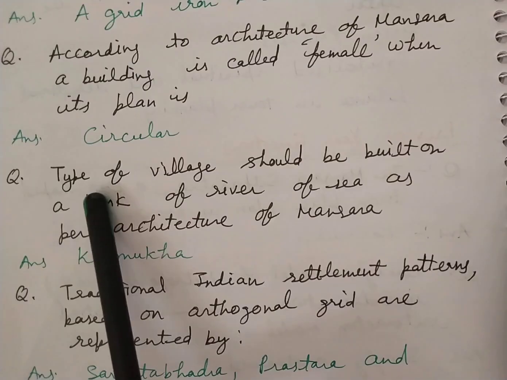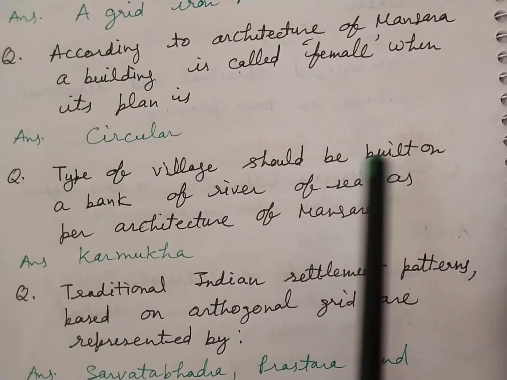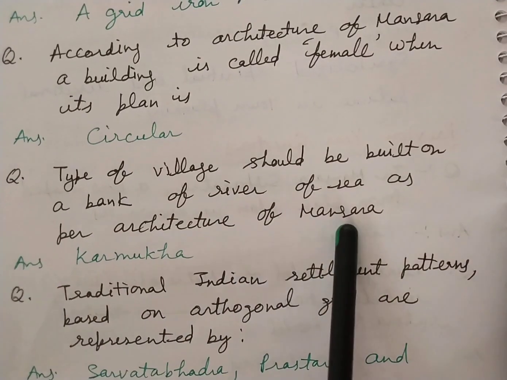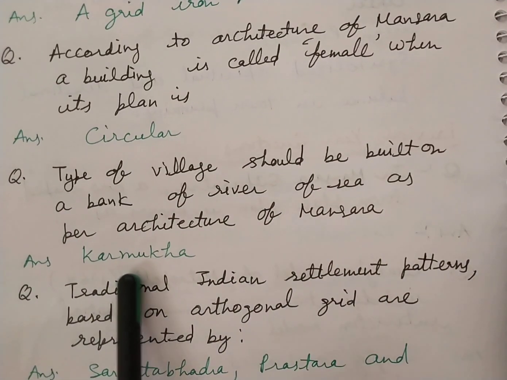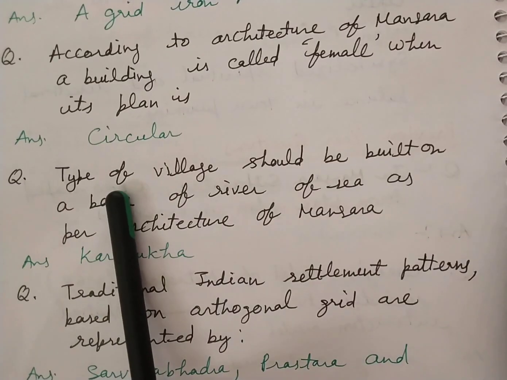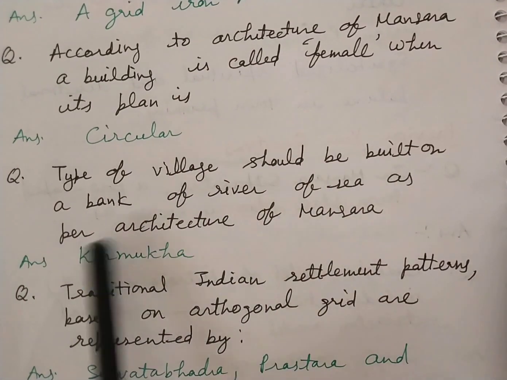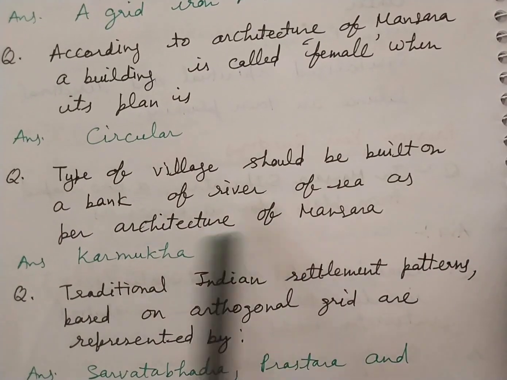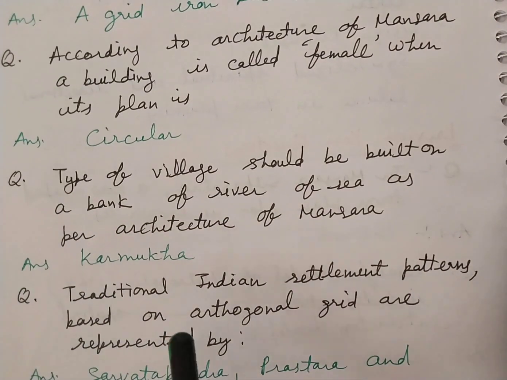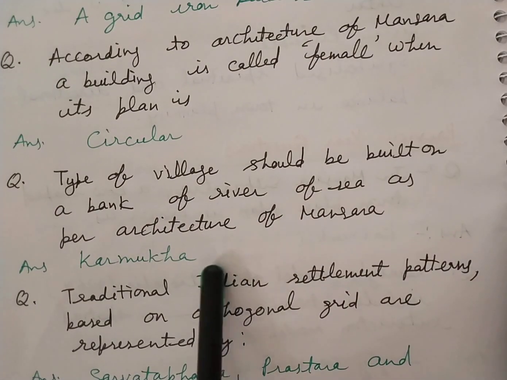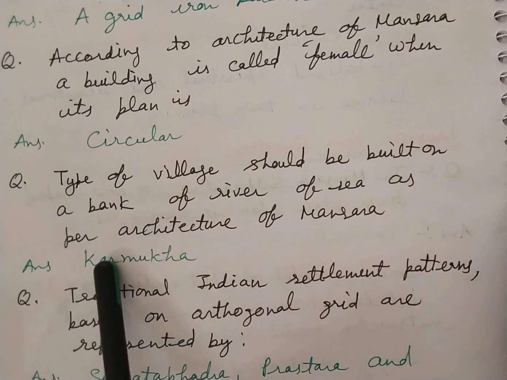Next is, type of village should be built on a bank of river or sea as per architecture of Mansara. Answer is Karmukha, like Banaras and Kaveripattam, Tamil Nadu. Both are examples of Karmukha layout.